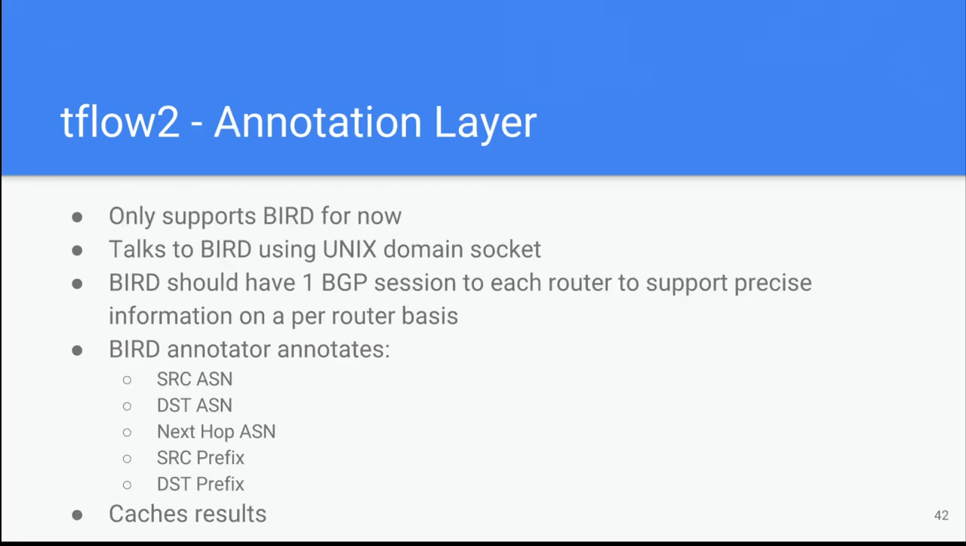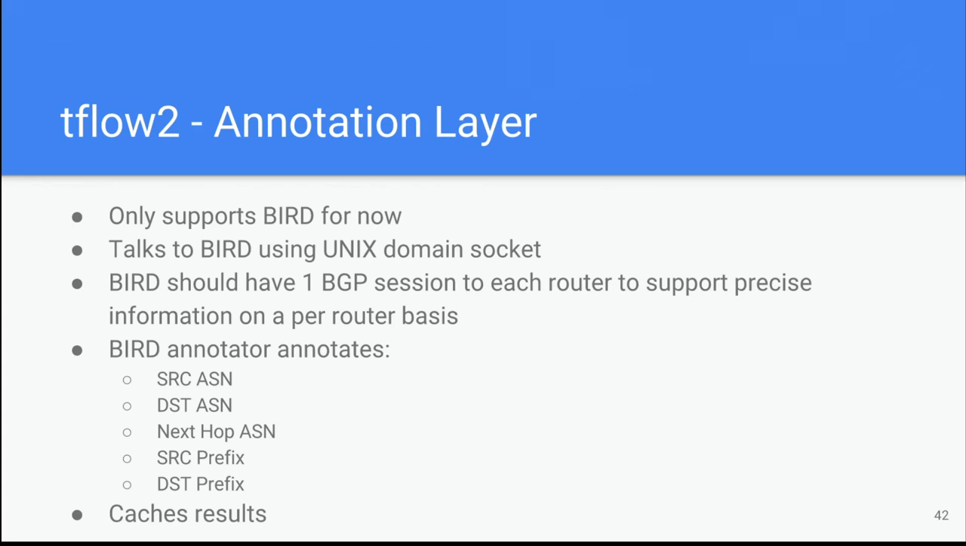And I also implemented the annotation layer to get this ASN information that I mentioned in the beginning. There's only the BERT annotator for now, but if you have other sources of information that you want to put on your flow information to make queries, like customer IDs, project IDs, or whatnot, this is the point where you can hook in your own module to add more metadata to the flows.